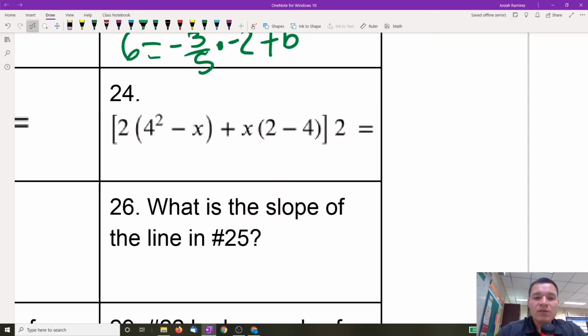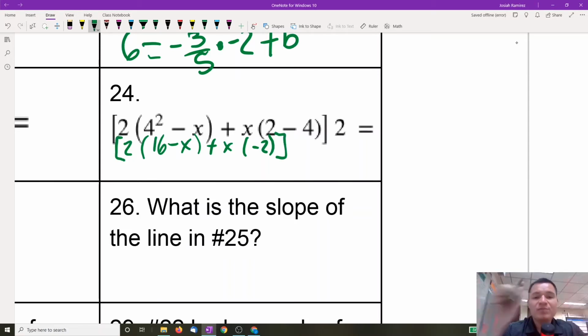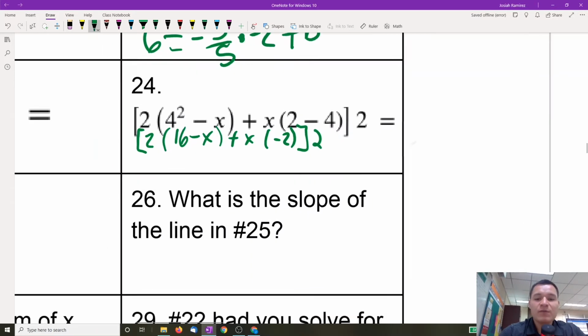I'll go ahead and do number 24 next. The purpose of 24 is so that you can practice your order of operations skills. We will not distribute this 2 first because we have to simplify that exponent. 16 minus x is 4 squared. Then we can do 2 minus 4 to get negative 2. We needed to start with what was in the innermost parentheses. That's where you start with the order of operations.